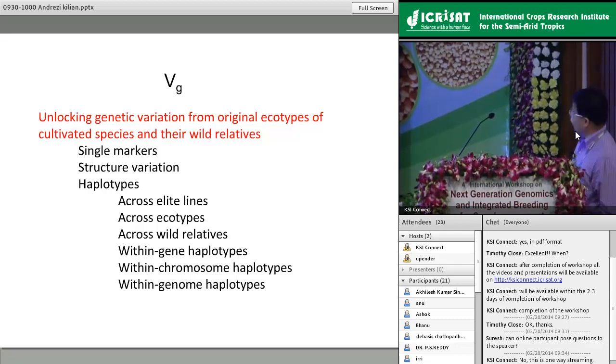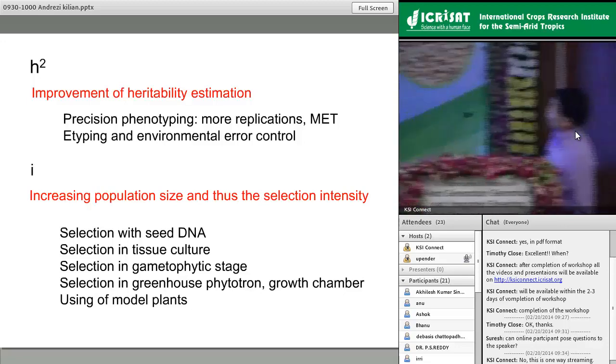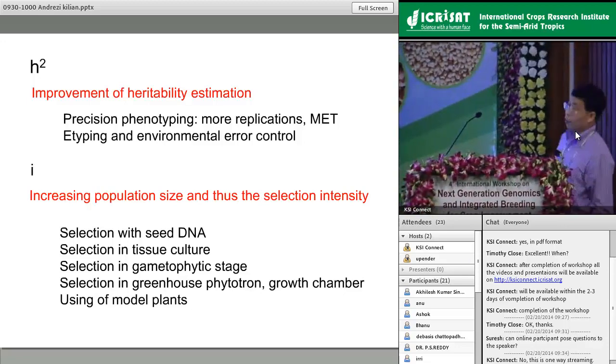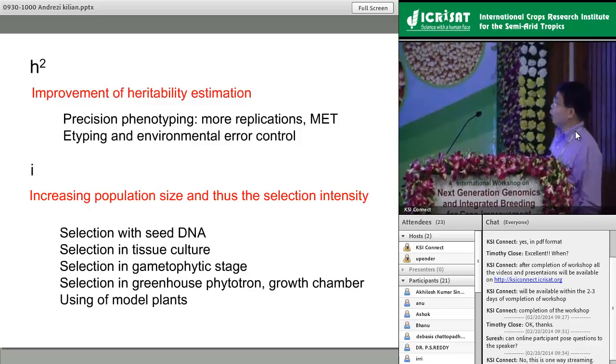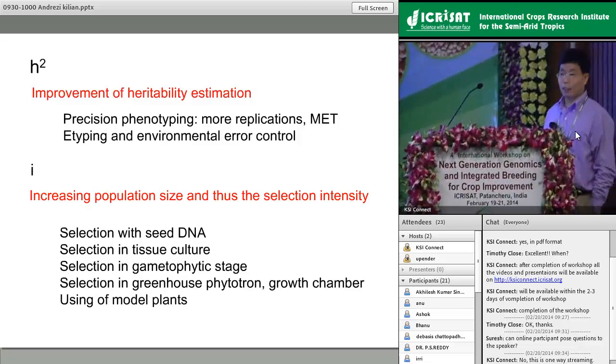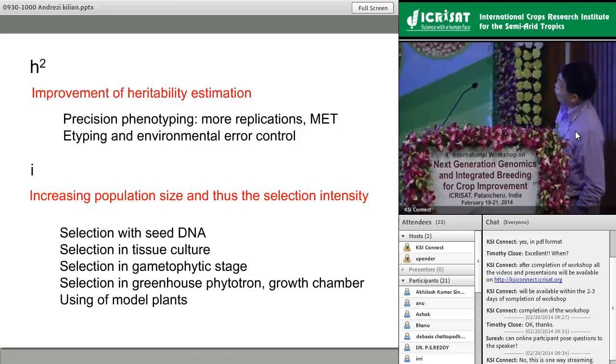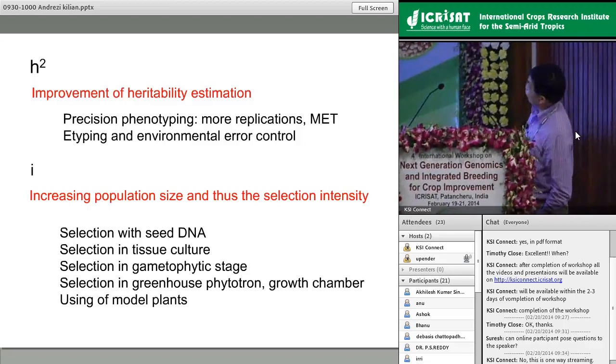The second factor is heritability. The estimation of heritability can be improved through multiple trials, multiple environment trials, and multiple replications. We can also improve heritability by controlling the environmental error. If you have much better environmental control, you get a higher estimation of heritability.